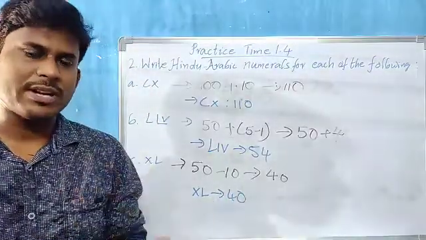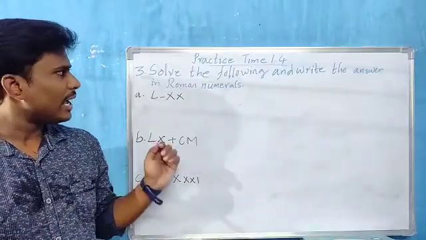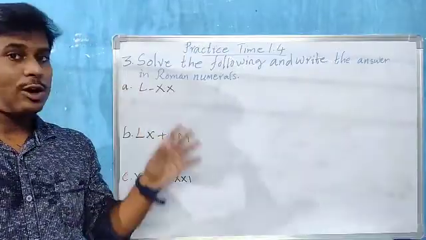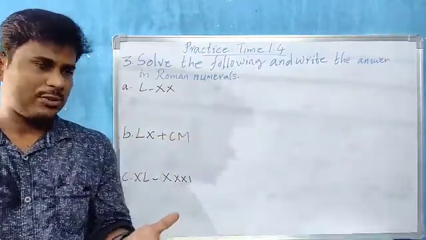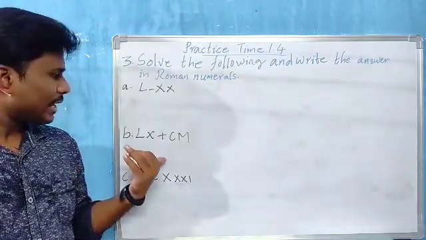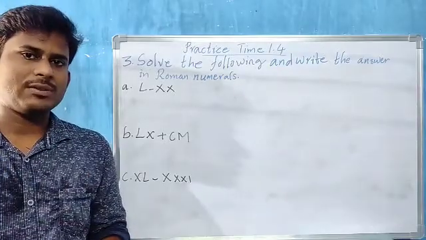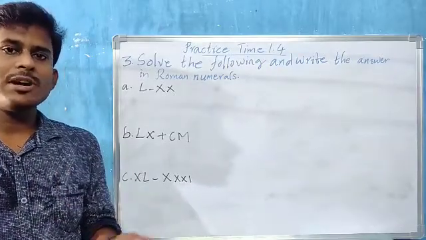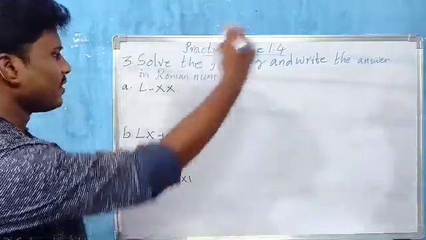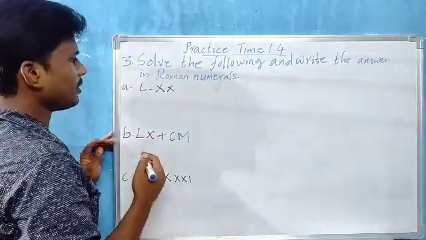Okay, children, let us go for the next bit. So children, third bit: solve the following and write the answer in Roman numerals. The question is given in Roman numerals. We have to convert them first into Indo-Arabic numerals. We do operations like subtraction means subtraction, addition means addition. After we get the answer in Indo-Arabic numerals, we have to convert it back to Roman numerals, children. So what is our first step, children? First we have to convert them into Indo-Arabic numerals, children.